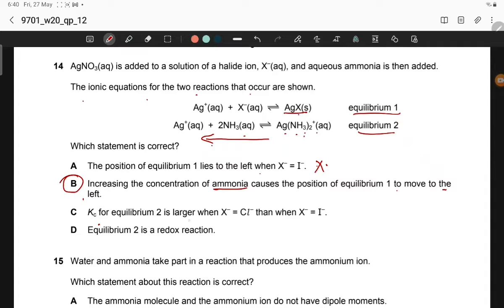Kc for equilibrium 2 is larger when the halide ion is equal to the chloride ion than when X- is equal to the iodide ion. Kc is not dependent on the concentration, so this must be incorrect. Kc is only temperature dependent. Equilibrium 2 is a redox reaction, so it is not a redox reaction. Equilibrium 2 is not a redox reaction.